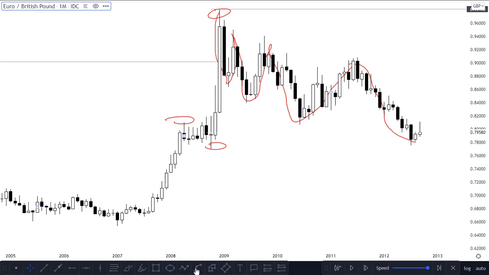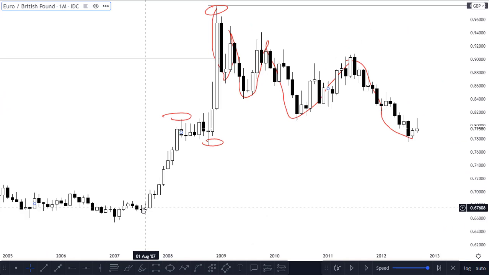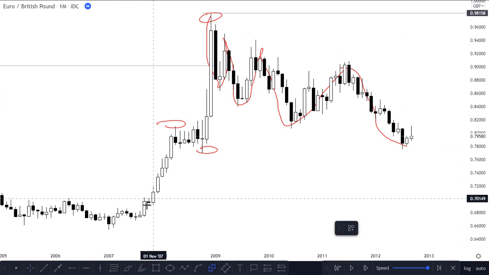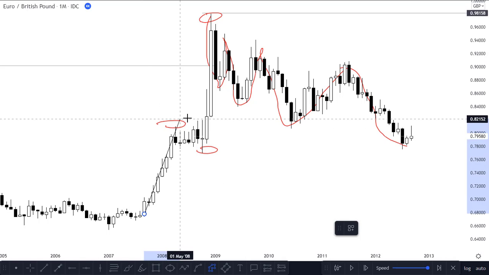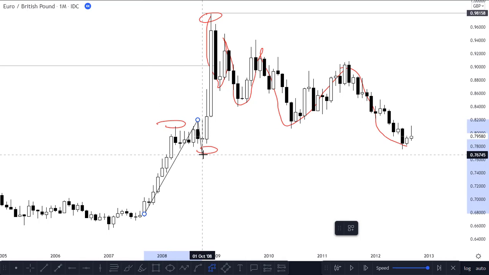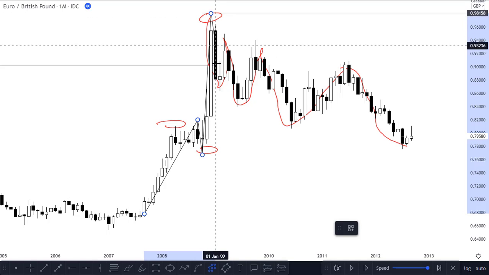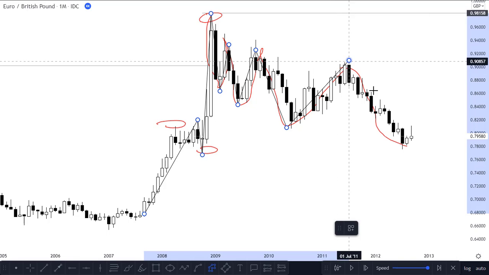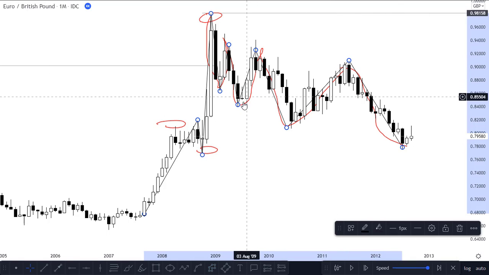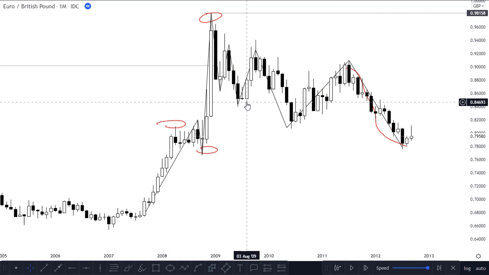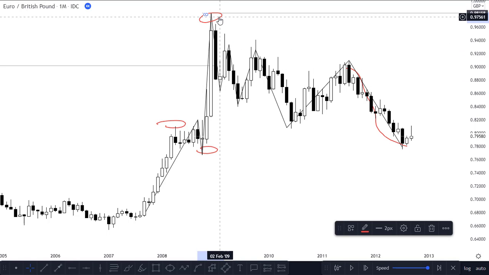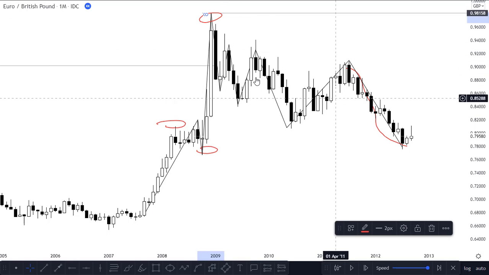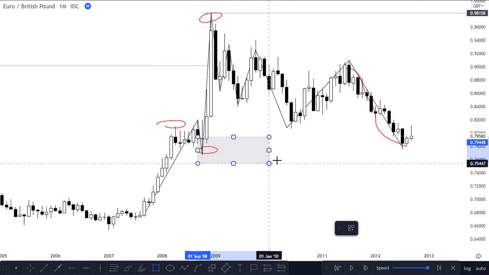Why? Because we have a high on this level, we have a low, we have a high. So the market is creating a pullback in this zone. Meaning this time, even if we have a kind of downtrend forming in this area, this is still a pullback into this zone.